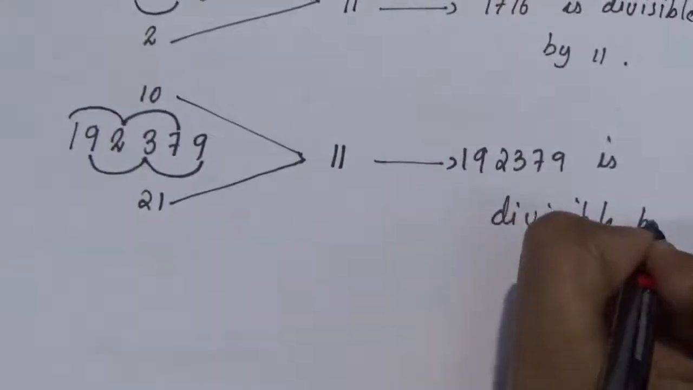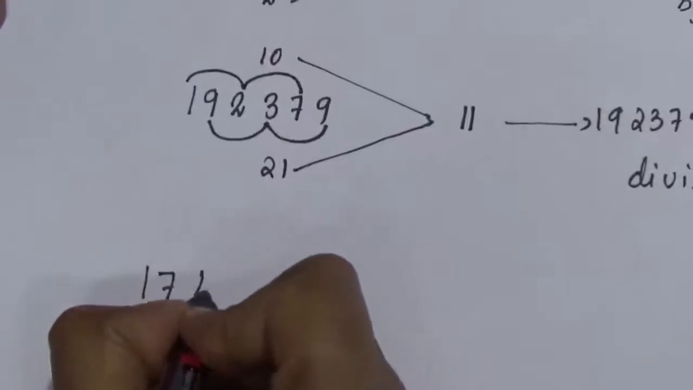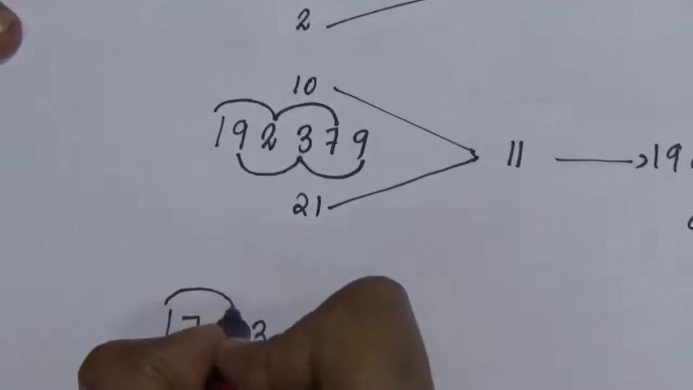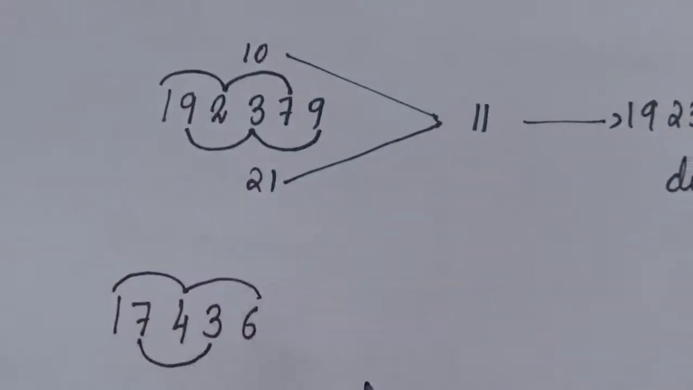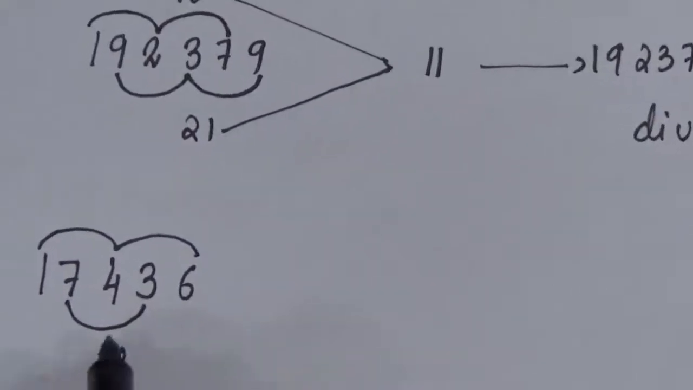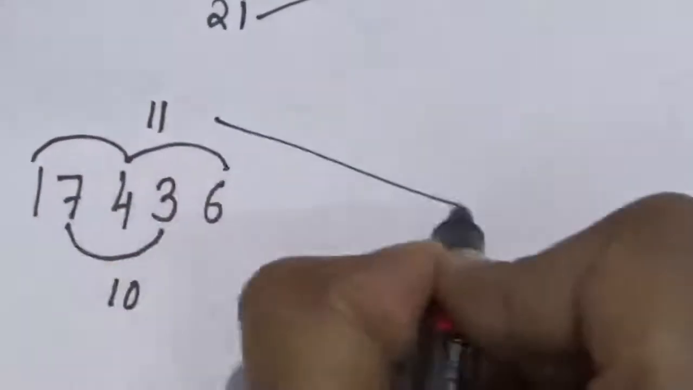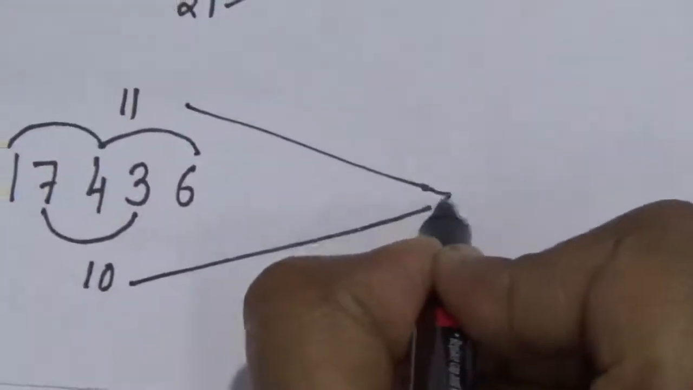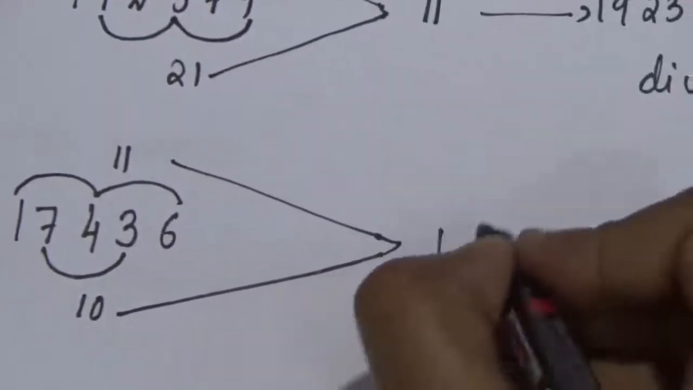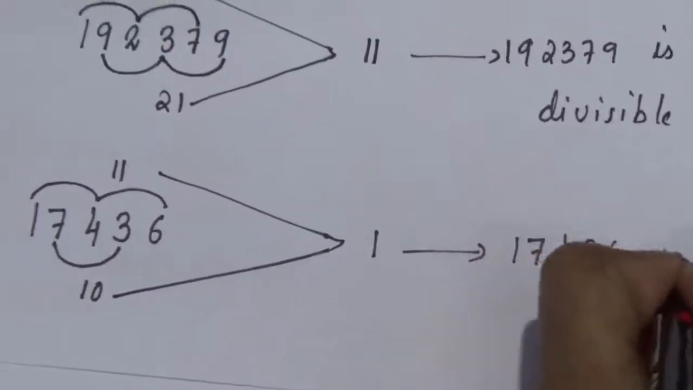Another example, 17,436. Okay, alternate digits 1, 4, 6, here 7 and 3. So the sum of the alternate digits 7 plus 3 is 10. Here 1 plus 4 is 5, 5 plus 6 is 11. So what is the difference between the numbers 11 and 10? It is 1. It's not a multiple of 11. It's not divisible by 11. Okay. So we can say that 17,436 is not divisible by 11.